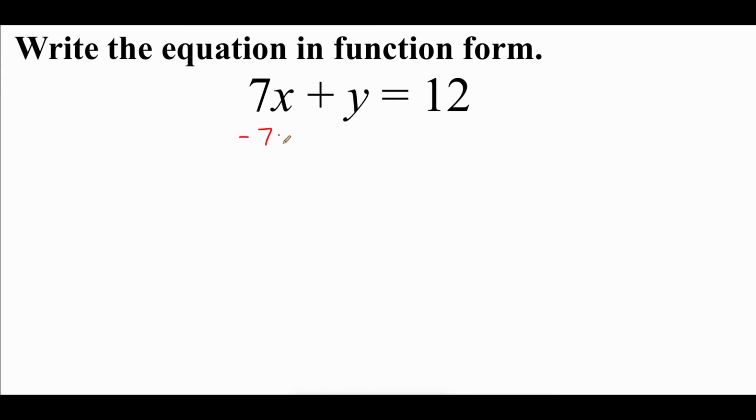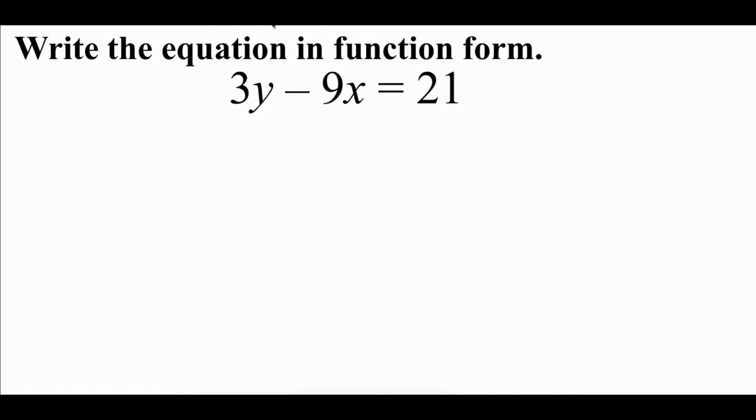So I'm going to subtract 7x from the left-hand side, but I'm also going to subtract 7x from the right-hand side. On the left-hand side, those 7x's are going to cancel each other out, leaving us with just y equals. Now the 12 and the minus 7x are not like terms, so we can't combine them. So I'm going to write it as negative 7x plus 12, since we've got a positive 12 over there on the right-hand side. So we get the equation y equals negative 7x plus 12.